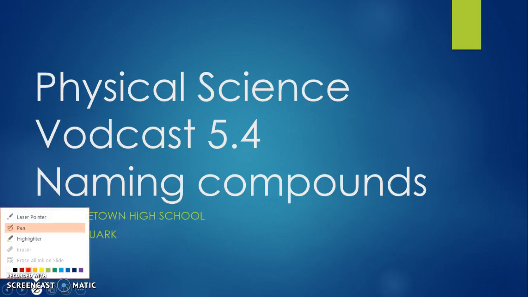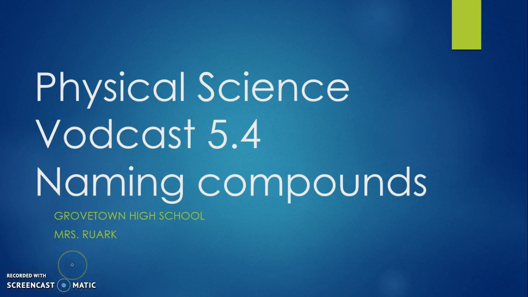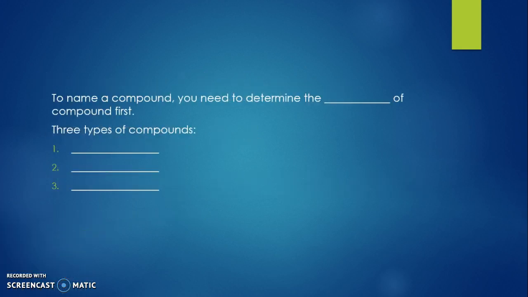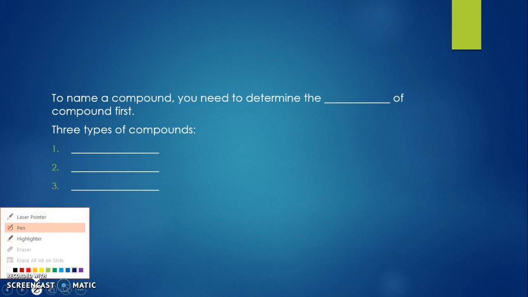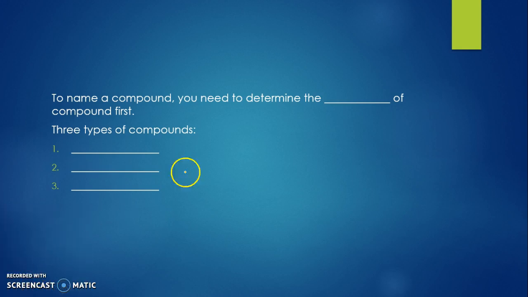This is Ms. Ruark. We're in the chemistry portion of our unit, and we're just going to learn how to name compounds. All right, so in order to name a compound, first you need to determine the type of compound it is. Okay, what kind of compound is it?